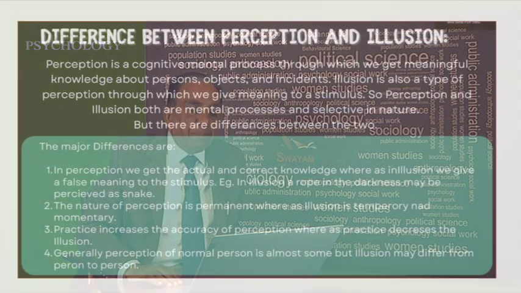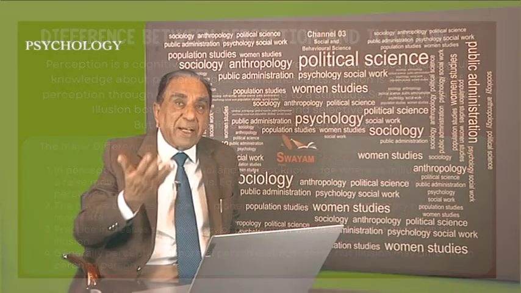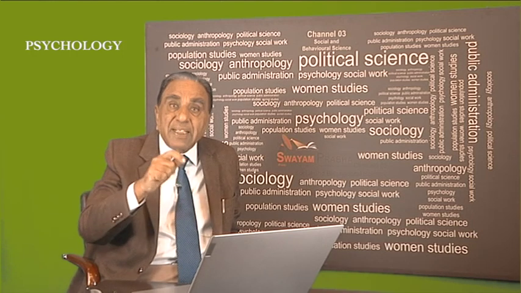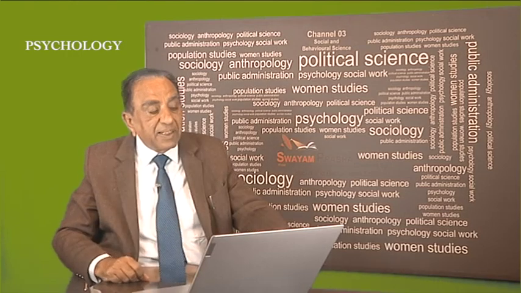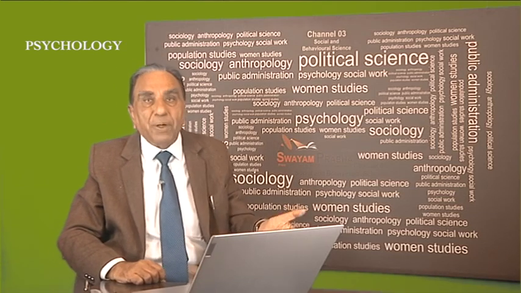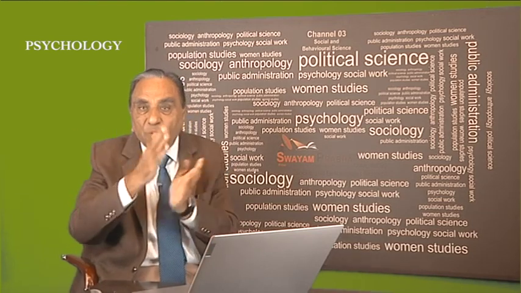Number three, practice increases the accuracy of perception, whereas practice decreases the illusion. If you practice, your accuracy in perception will increase, but the intensity of the illusion will decrease. Why? Because I say it is a snake, somebody says, no, it is not a snake, it is a rope. So I say, yes, it is a rope. I am doing the practice. By practice my illusion will fade and go away, whereas the perception becomes permanent.